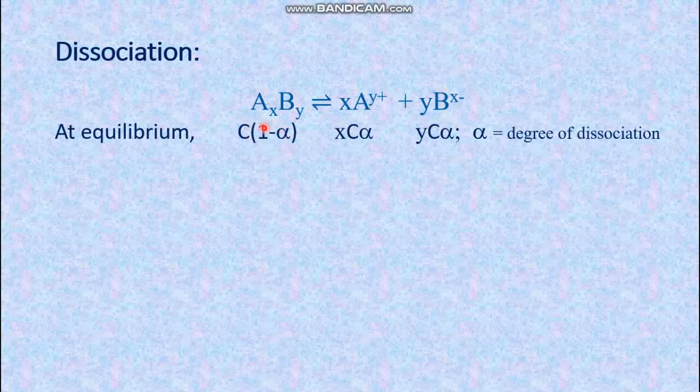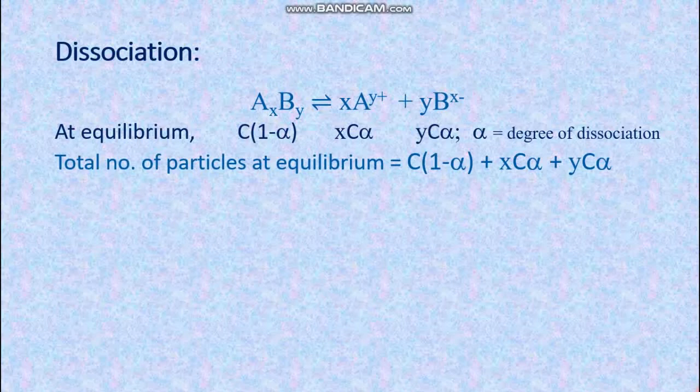These are the exact numbers of particles present in the solution at equilibrium after dissociation. It may be fractional dissociation, it may be complete dissociation, or it may be no dissociation. If it is no dissociation, alpha is 0. If it is fractional or partial dissociation, alpha is between 0 and 1, and if it is complete dissociation, then alpha is equal to 1.